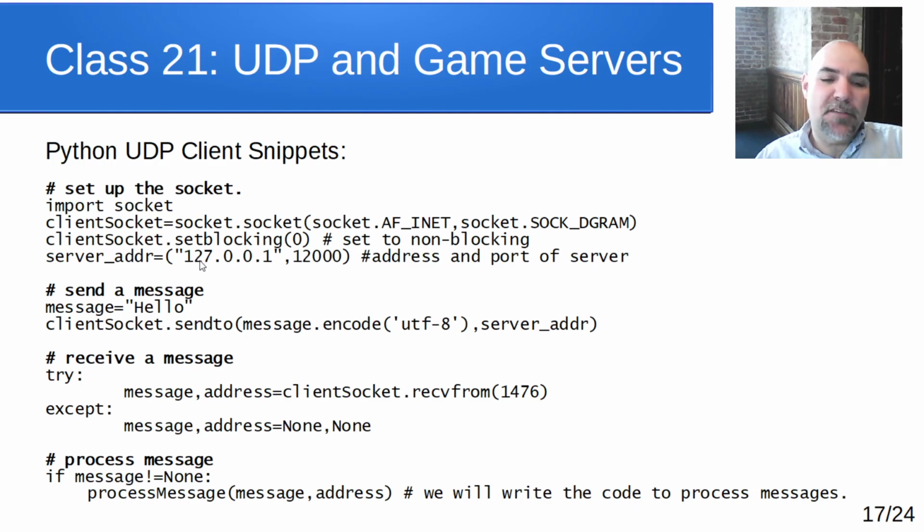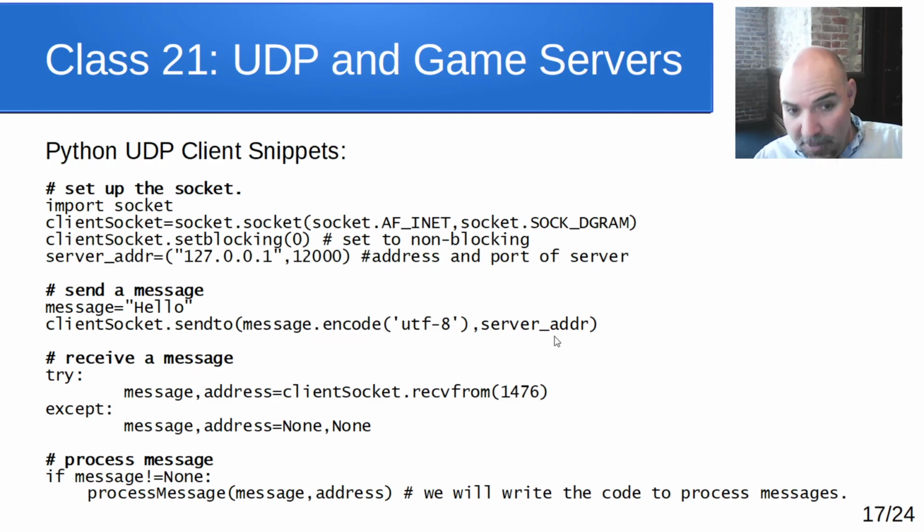So we set up the address. In this case, I put in localhost, and I put in a port of 12000. And then I create my message, and then I can do a sendto. I can say, hey, on the socket that we created earlier, send this message to this address.